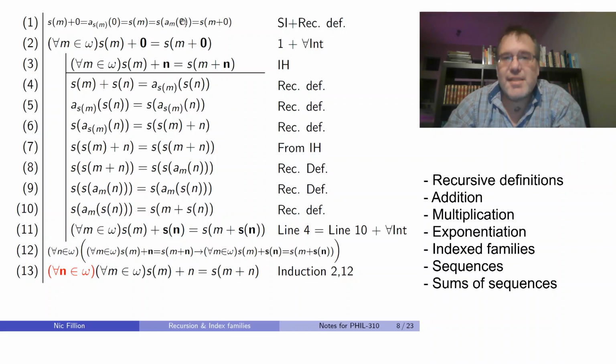And a plus 0, just by the definition of plus, is m plus 0. So I've shown that the left-hand side equals the right-hand side, which gives me my base case.